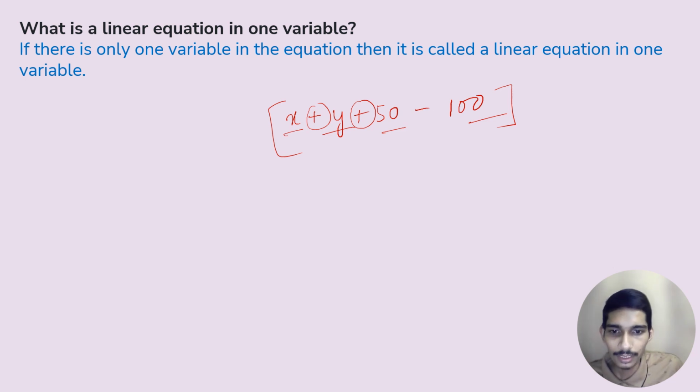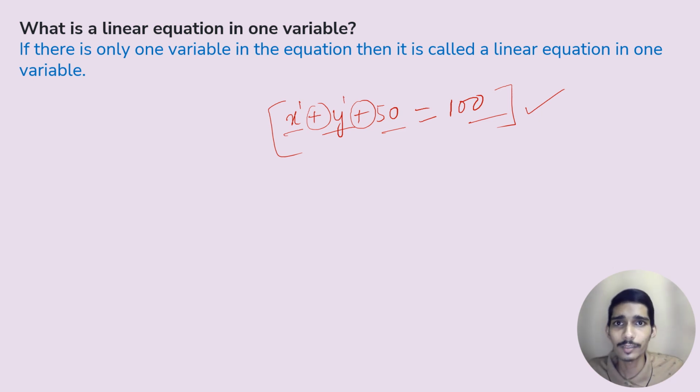Now, is it a linear equation? For linear equation, what we need to check? The power of the variable. So here in x, there is no power given, means by default it's 1. In y, there is no power given. By default, it is 1. And 50 and 100 are numbers. So is it a linear equation? Yes, it is a linear equation because it matches the condition of linear equation.